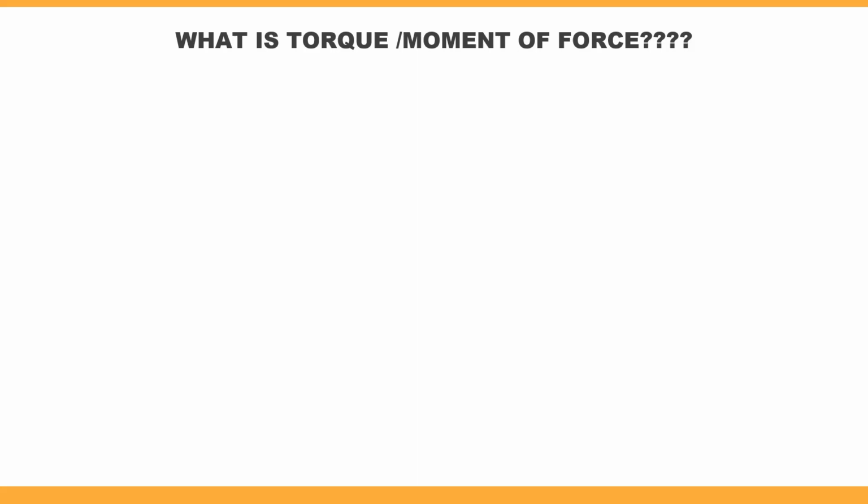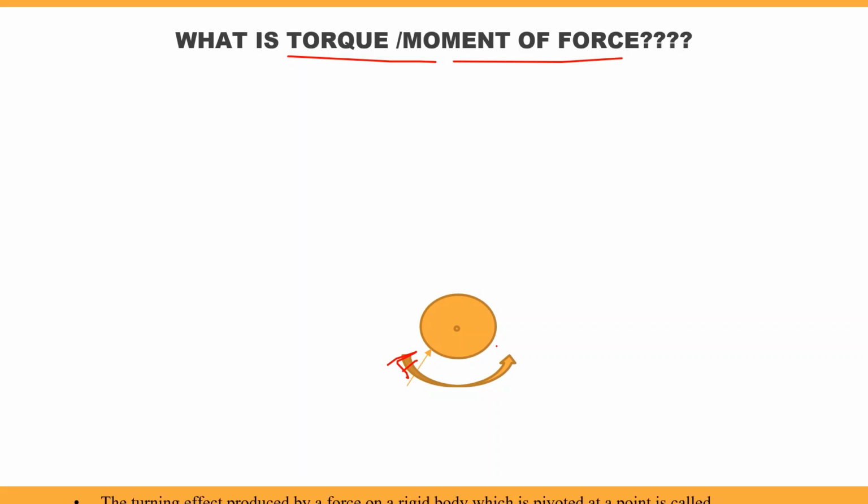So, next topic is what is torque or what is moment of force. Both torque as well as moment of force, both are same. So we have a body and the body is pivoted at the center. We are applying a force on the body. What will happen? As it is pivoted, this force will cause the body to rotate. This turning effect produced by this force on the body is called torque or moment of force.